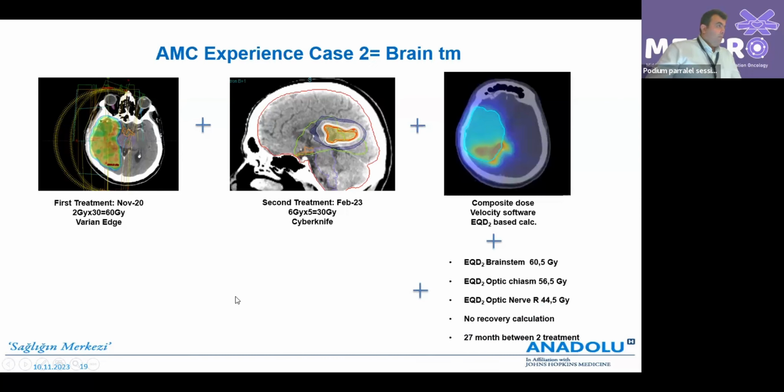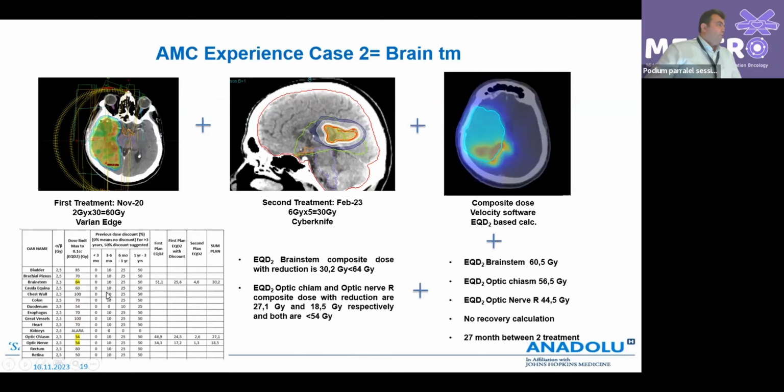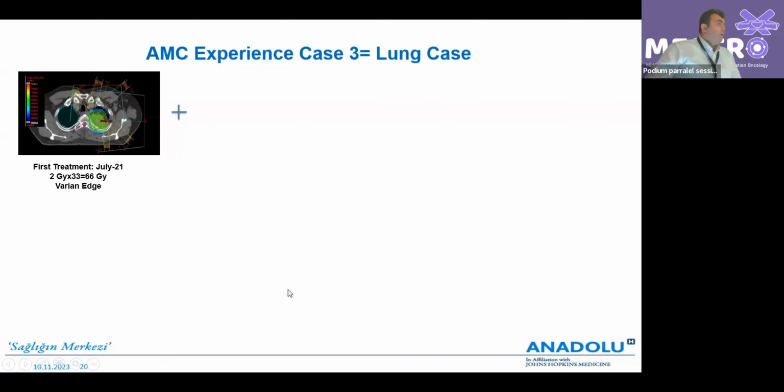And then there's a problem for the brainstem because the total dose is exceeding, and also optic chiasm dose and optic nerve dose are very high. We didn't apply any recovery calculation, and we used the general form. If you look at this form with reduction, if you use the reduction, you can easily see that your values are under the tolerance for the brainstem and the other organs also. Just before the lung cases.